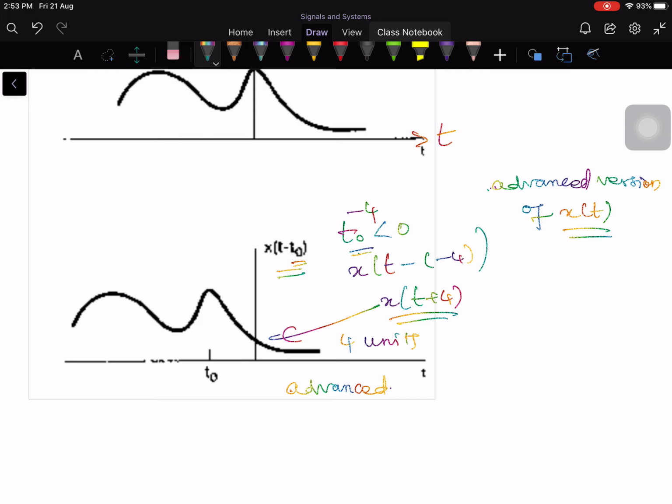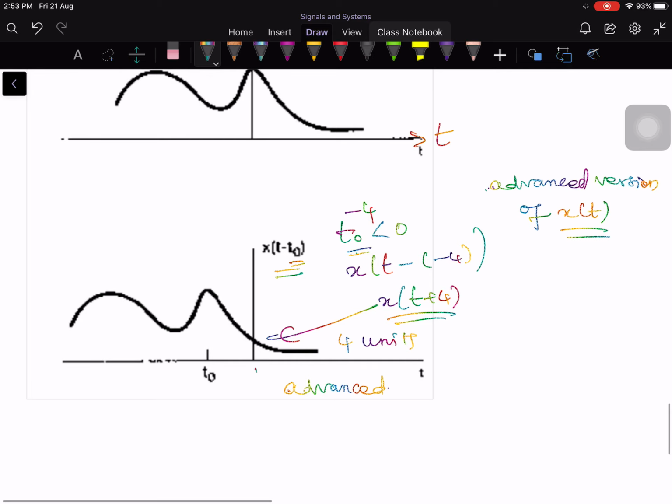So if this signal moves to the left hand side, then that is called advanced operation. That means before coming to its place, it is happening by t naught units. It is actually supposed to occur at this point, but it is occurring a little earlier. So this is the advanced operation.